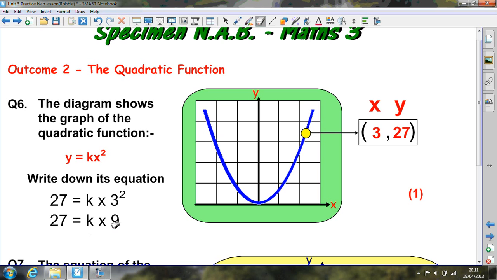And finally, what times 9 makes 27? It's 3. You will not get the 1 mark over here if you just leave it like that. You have to rewrite it like this, y equals 3x squared. And that's that question done.